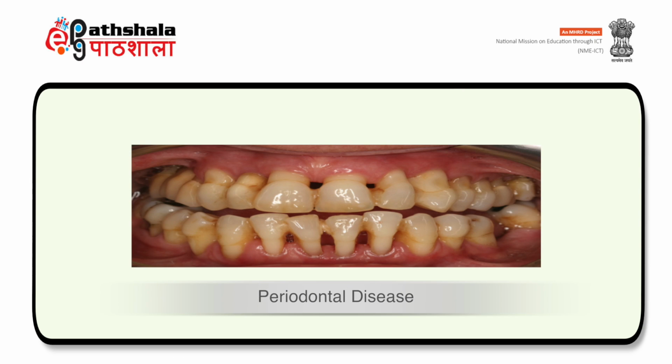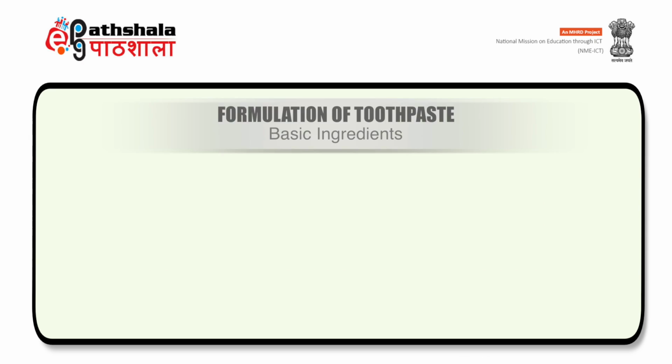Lastly, the periodontal disease. If we don't check or treat tartar or calculus in time, it may convert into the periodontal disease, in which the structures around the teeth get damaged and we see the swollen gums, and bleeding can also happen. The teeth may become loosened and the teeth may be lost. Now, we will study the basic ingredients first.